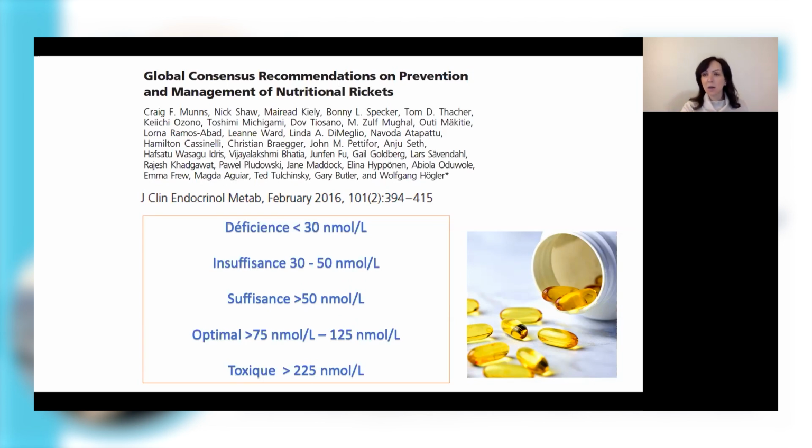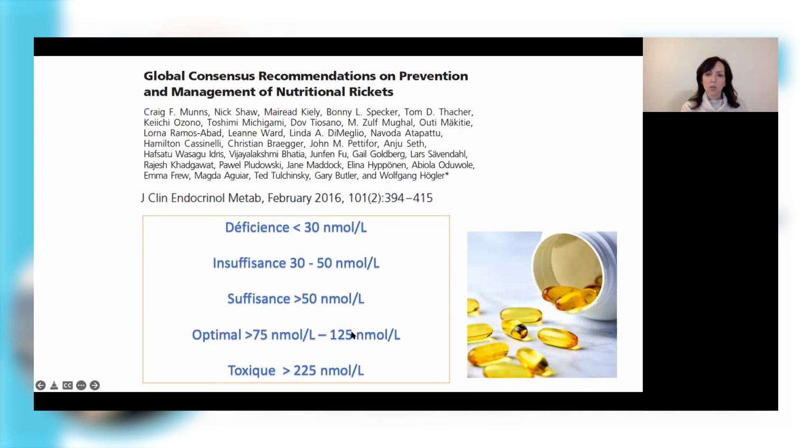So if you have a child coming in with 12 nanomoles per liter, like Leo did, you can give him a big bolus of 100,000 units in one shot, and it's almost impossible to get to a toxic level. And if it is, it's very transient, and then it will come down really quickly.